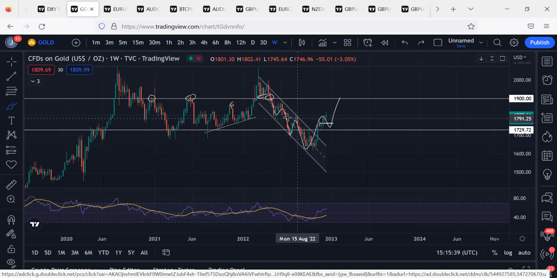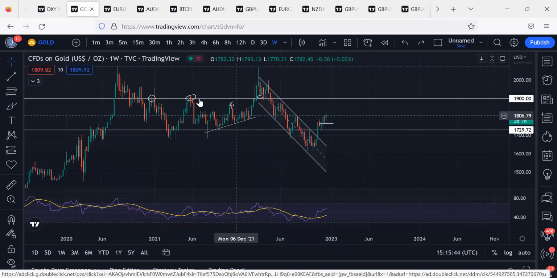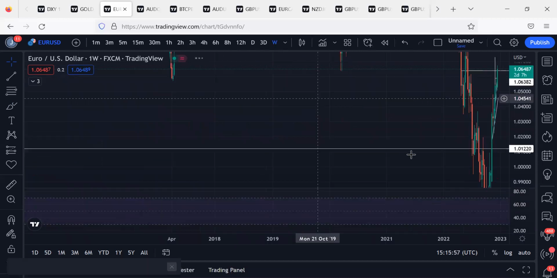So follow market structures and not just the news. Follow good area of value, find good area of value, and not just the news. So I think this video is very long now. So I'm just going to check Euro USD as the same thing on the weekly time frame and how I've been shopping it and breaking it down.